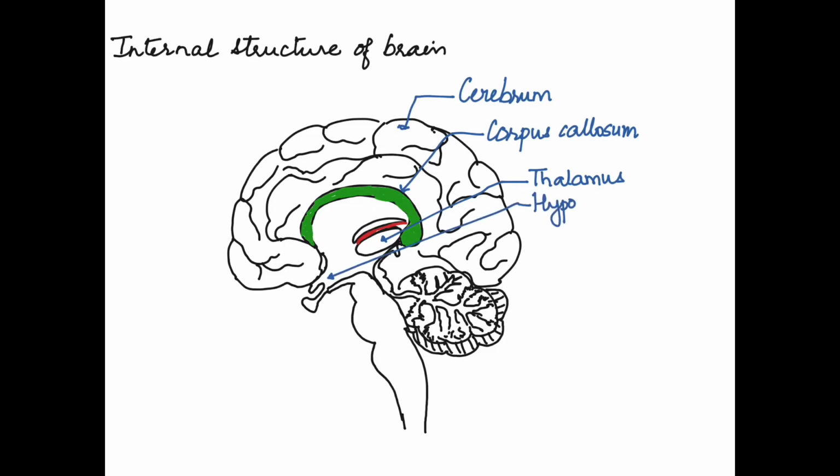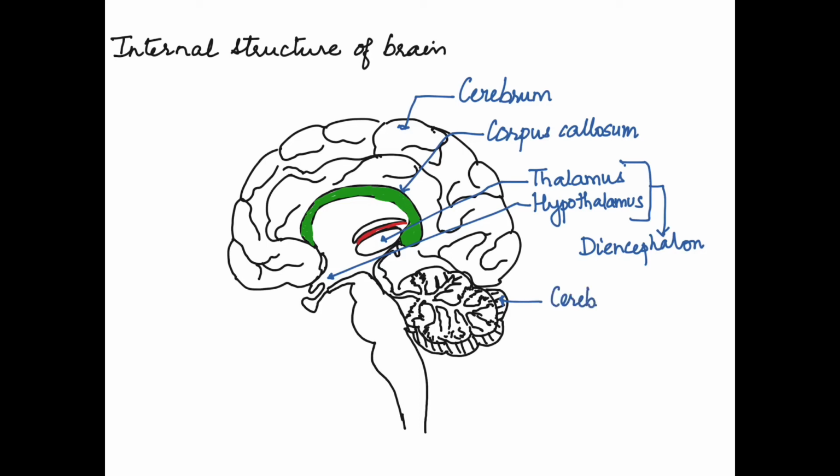Below that and above the pituitary is located the hypothalamus, which has control centers for thirst, hunger, etc., and it also regulates the functioning of the pituitary gland. The thalamus and hypothalamus together form the diencephalon.